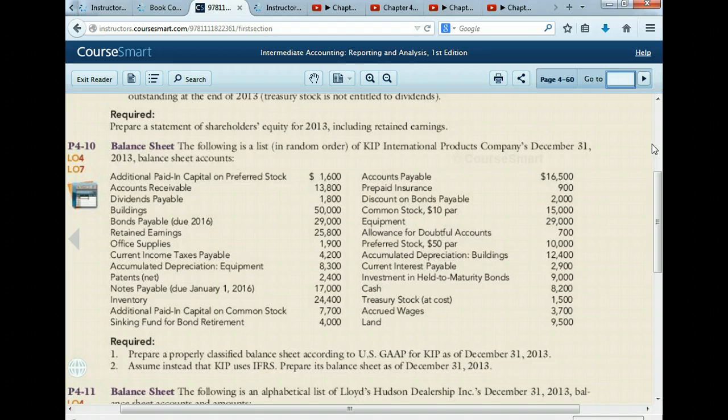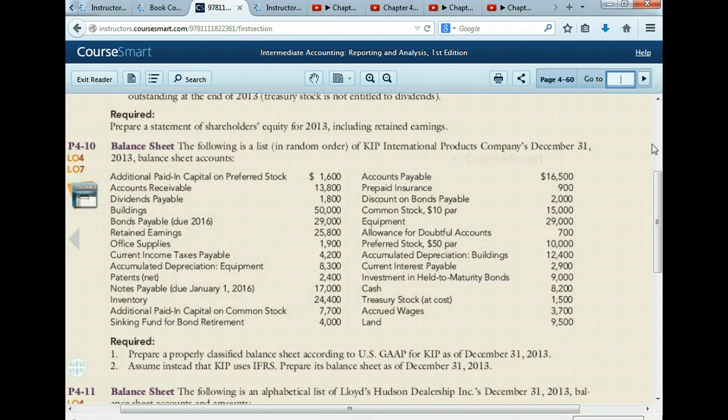Accounts payable, current liability. Prepaid insurance, current assets. Discount on bonds payable, it's part of the bonds, long-term liability. You're going to sync that just like you do contra accounts, okay, with your accumulated depreciation. Just like you do allowance for doubtful accounts. Equipment, PP&E. Allowance for doubtful accounts, current asset. Preferred stock. You guys have this down.